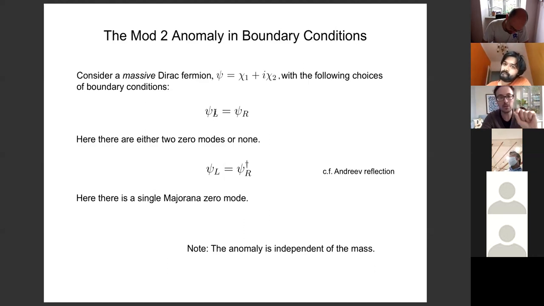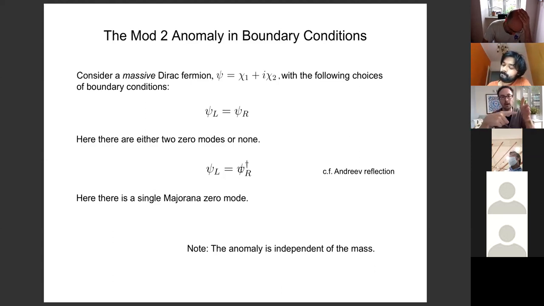That means that with this condition, you either have zero Majorana modes localized at the boundary, or you have two Majorana modes localized at the boundary. Either way, there's nothing to worry about. You've got an even number. However, there's a different kind of condition that you could impose, which is psi left equals psi right dagger. So it doesn't conserve particle number or charge, but it is a boundary condition which is important. It's responsible for what's called Andreev reflection.